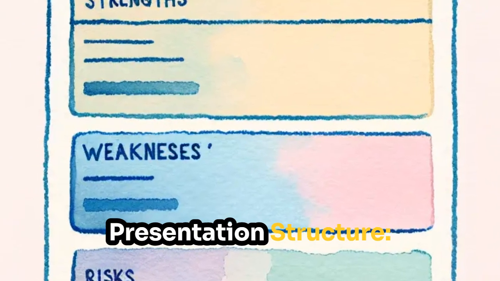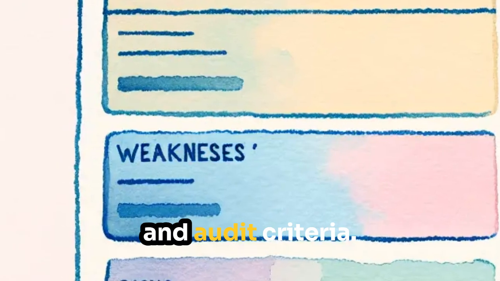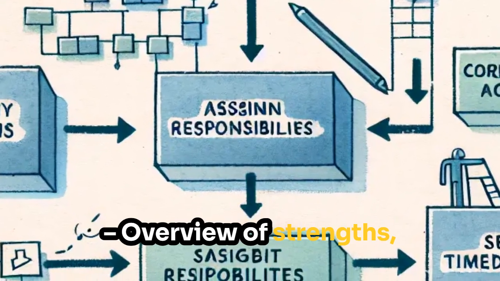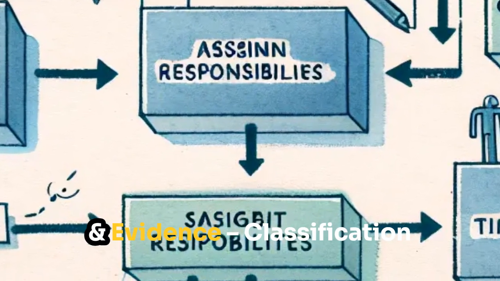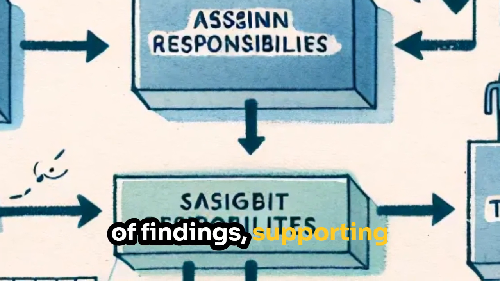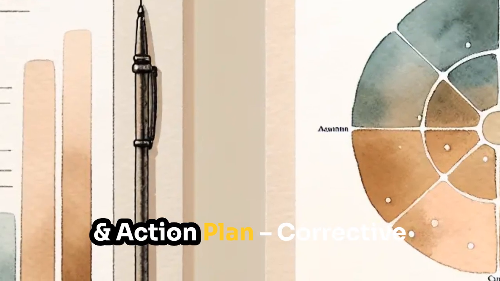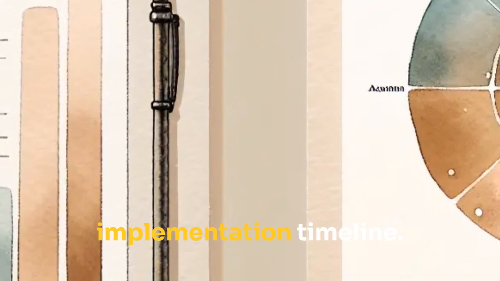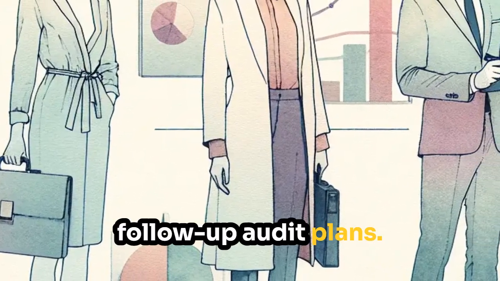Recommended presentation structure. Introduction: purpose of the audit, scope, and audit criteria. Summary of key findings: overview of strengths, weaknesses, and risks. Detailed findings and evidence: classification of findings, supporting data, and root cause analysis. Recommendations and action plan: corrective actions, responsible personnel, and implementation timeline. Conclusion and next steps: summary of critical takeaways and follow-up audit plans.